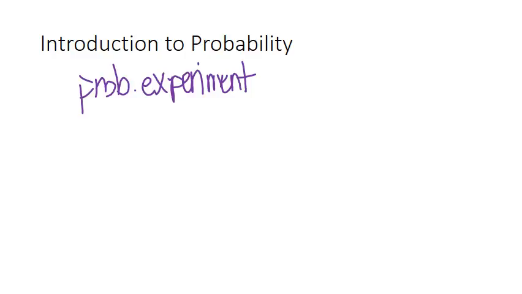A probability experiment, and I'm going to abbreviate probability as PROB. A probability experiment is the chance process that leads to a well-defined result called an outcome. An outcome is the result of a single trial, meaning one, of a probability experiment. So the chances of the outcome is one time.